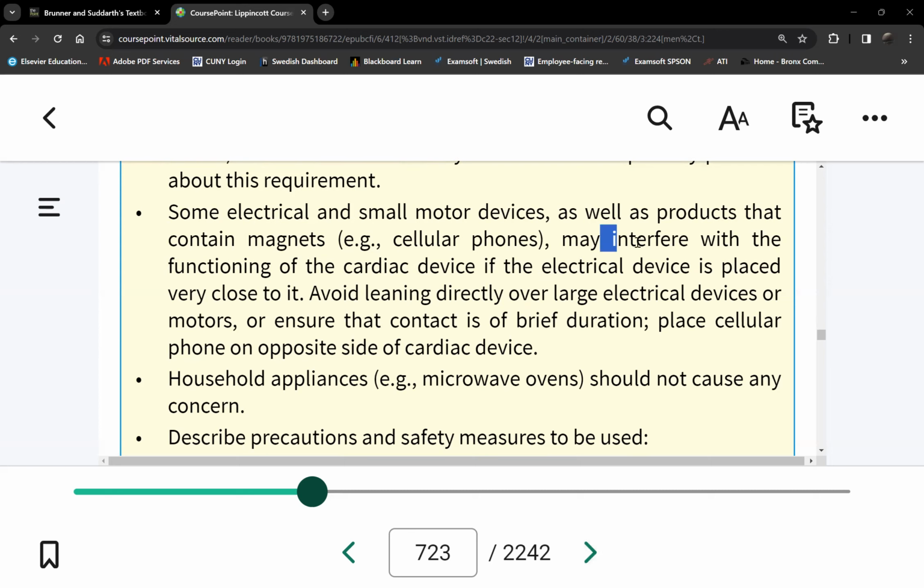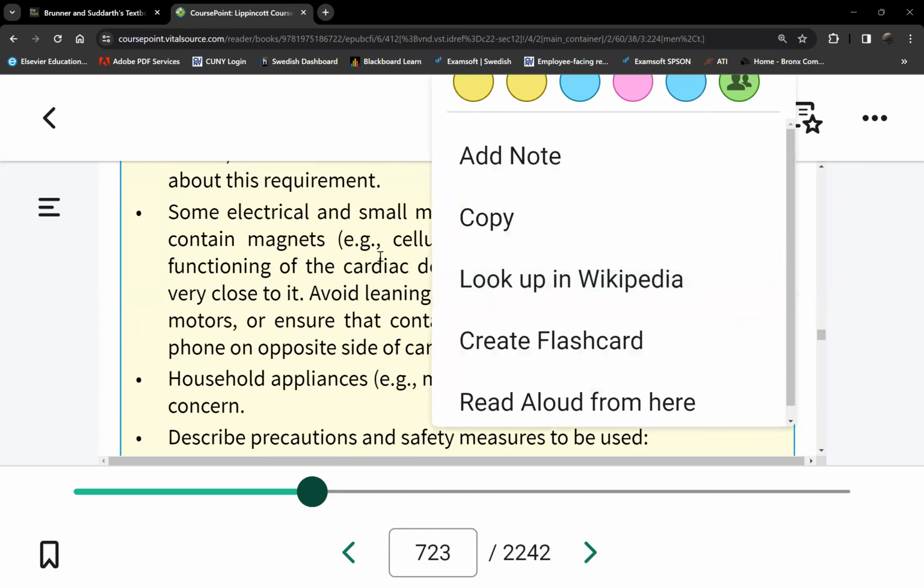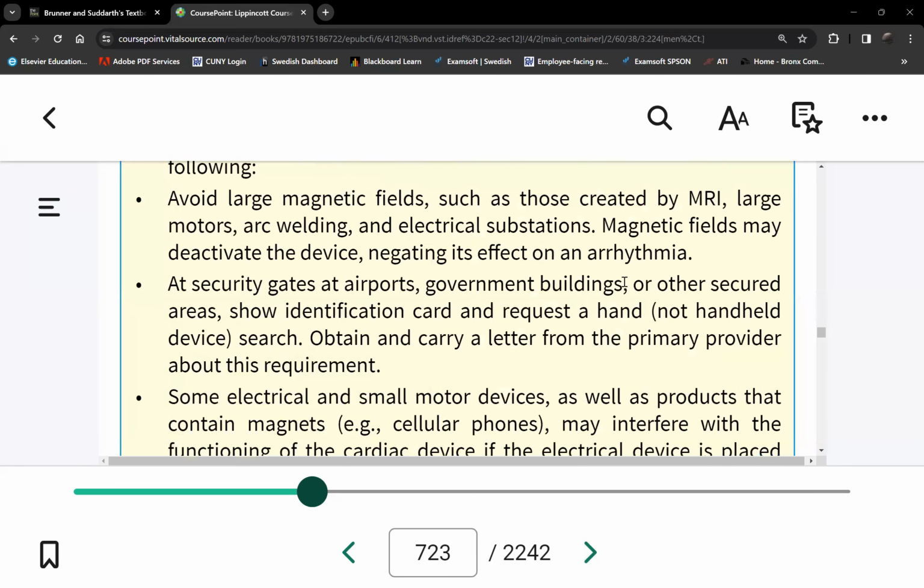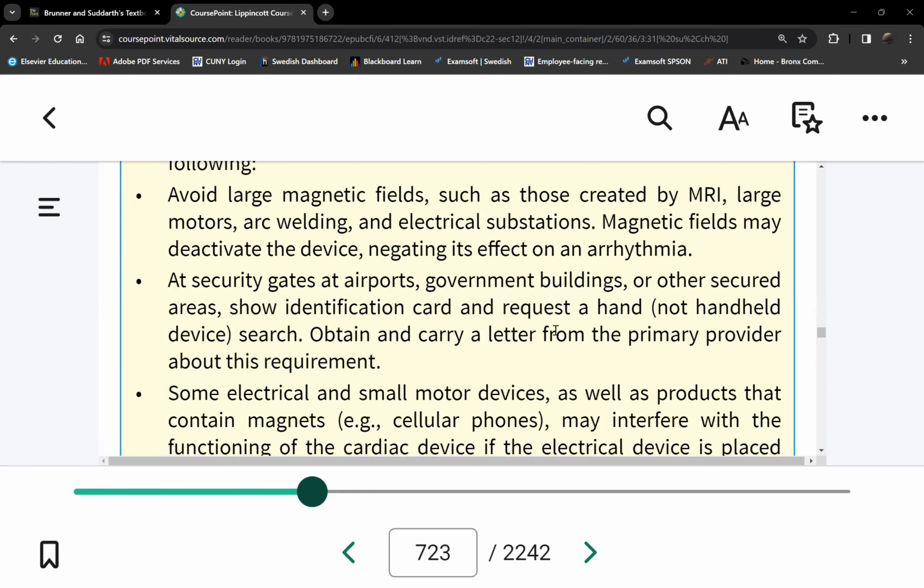Here's the exact term: it will interfere with the function. So it won't damage the device. Let me make that clear. Unless of course you put, let's say, these large magnets over it. Then of course it will inactivate the device. It will turn it off.